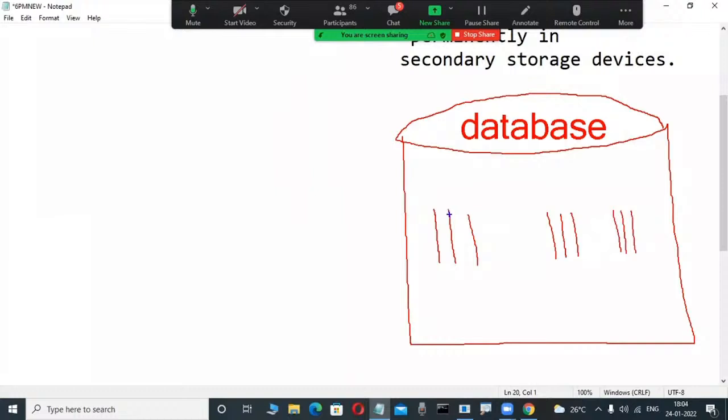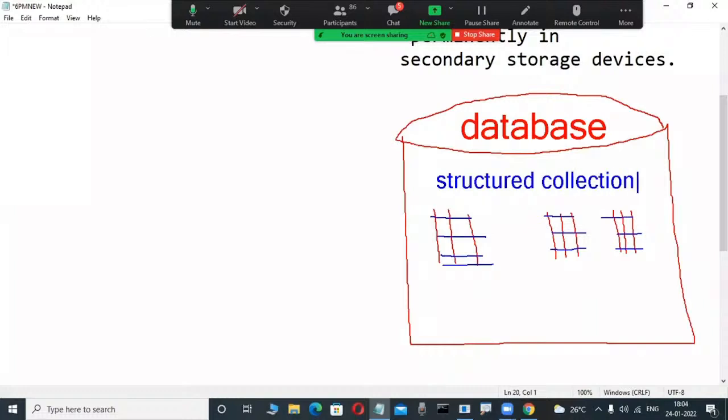Relational data model is a concept. Based on that only, these types of products are implemented. These are called relational databases. Observe here, a structured collection of data. This is what I told in the previous class. These types of databases always store a structured collection of data. Data is stored in an organized fashion only.